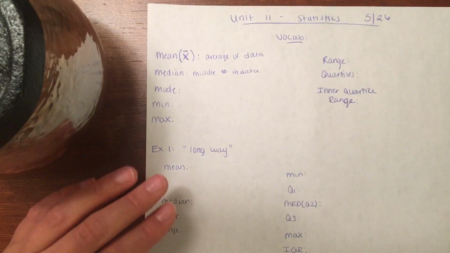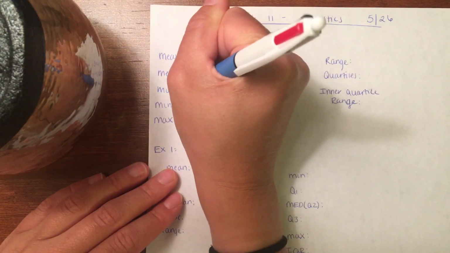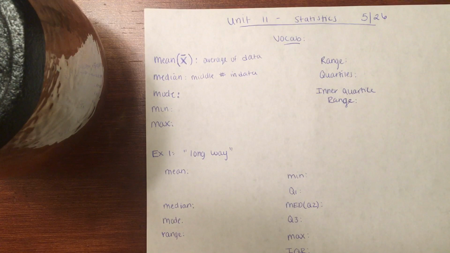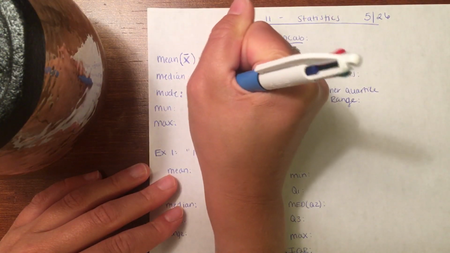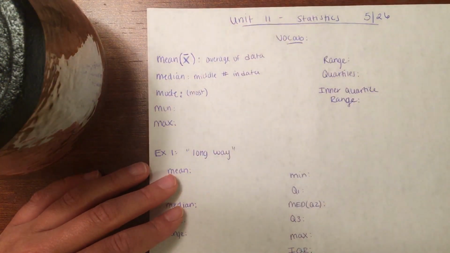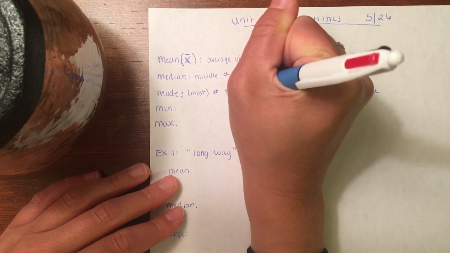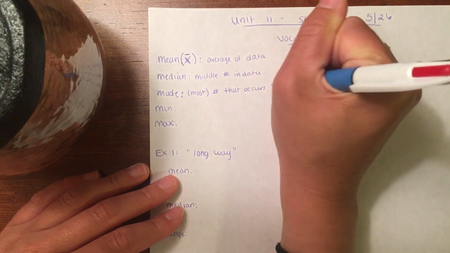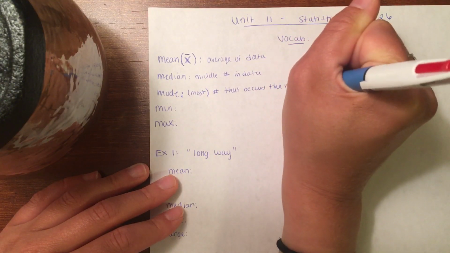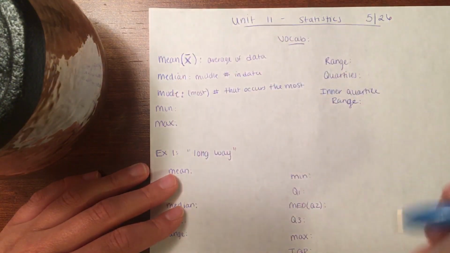The mode, when we think of mode, we think of the word most. It kind of sounds like that. So I'm going to put that in parentheses because that's always how I remembered it. And it's the number that occurs the most in a set of data.